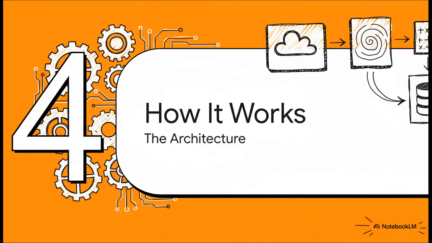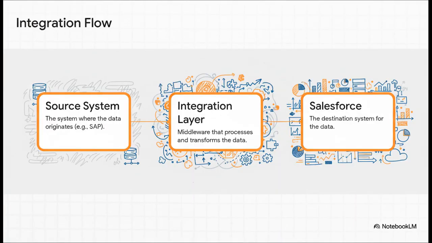Okay, this all sounds pretty magical, right? So how does it actually work behind the scenes? Let's pull back the curtain and look at the basic architecture. When you boil it down, data usually moves in a simple 3-step journey. You've got the source system where the data starts, say SAP. You've got the destination, which is Salesforce. And sitting right in the middle, managing the whole show, is this crucial piece called the integration layer, or as it's more commonly known, middleware.